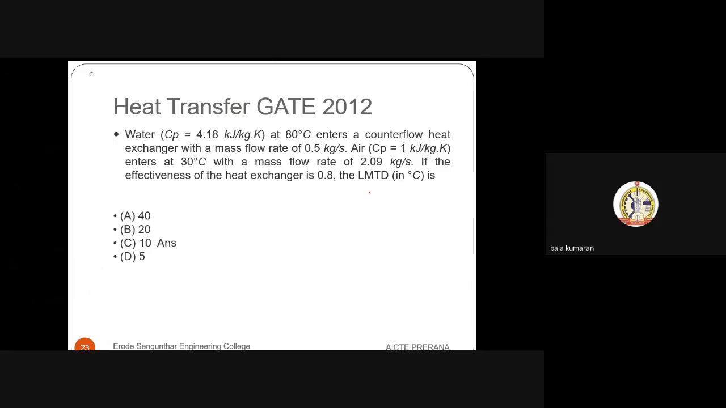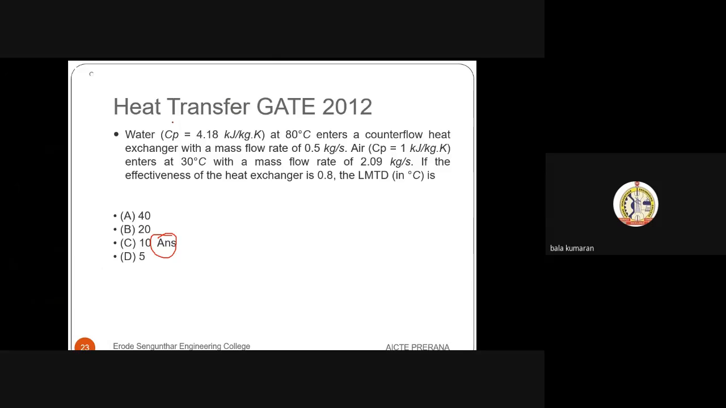Okay, the next question which I asked in 2012. I read the question here. The water, which has a Cp value, at 80 degrees Celsius enters a counterflow heat exchanger with a mass flow rate of 0.5 kilogram per second, and for air they also gave you Cp, it enters at 30 degrees Celsius at a mass flow rate of 2.09 kilogram per second. If the effectiveness of the heat exchanger is 0.8, find the LMTD in degree Celsius. Here also they asked to find the LMTD. Sorry, I gave the answer here, right? The answer is 10, but we can come to know how the answer comes.